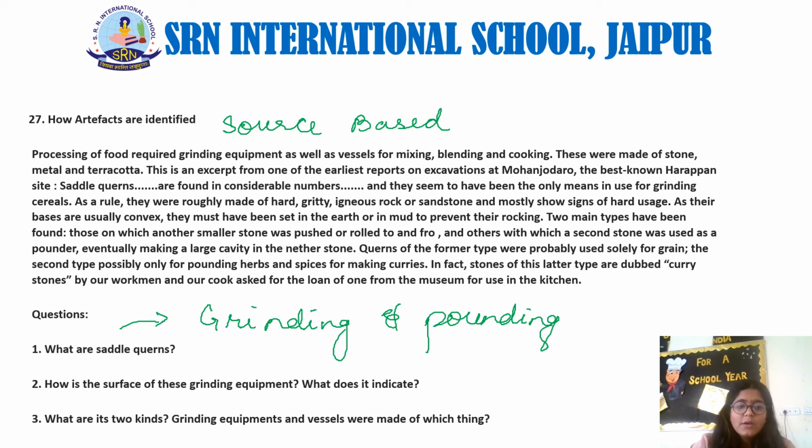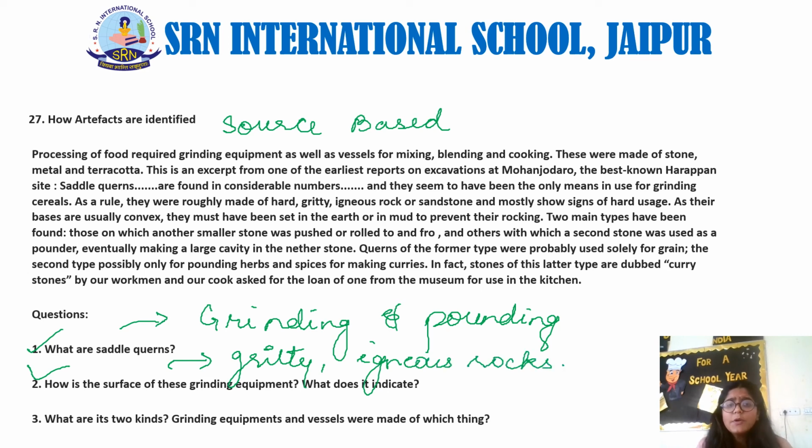Now next question, how is the surface of the grinding equipment? What does it indicate? When we talk about the surface, it was a very gritty surface made of igneous rocks. Basically, these saddle querns were made of igneous rocks, and they were very hard and very gritty, as I've already told you. And what does it indicate? It indicates that they were used to grind something hard. So their hard usage is the sign that they were made gritty, made with igneous rocks.